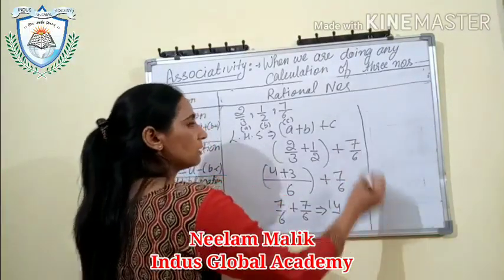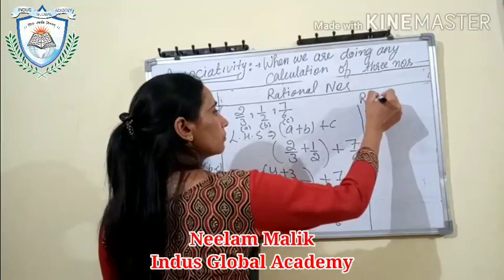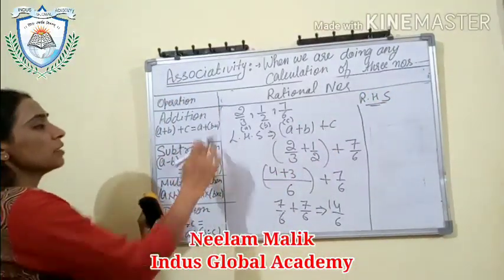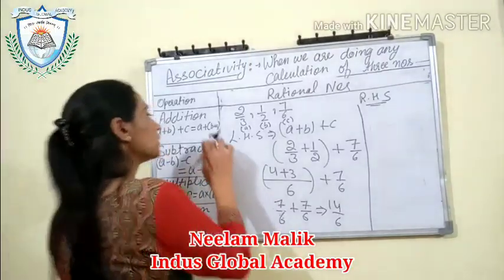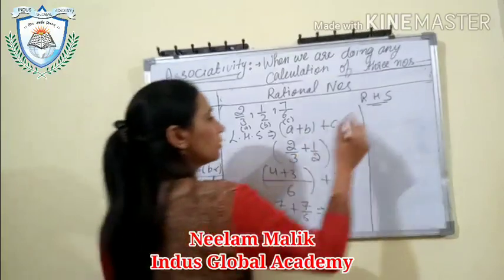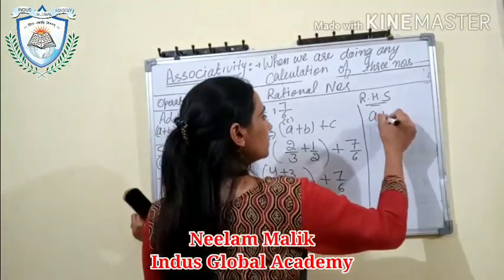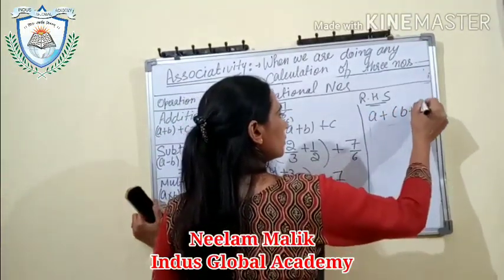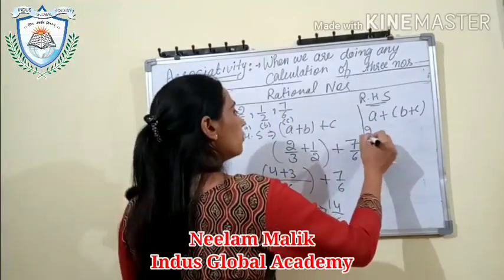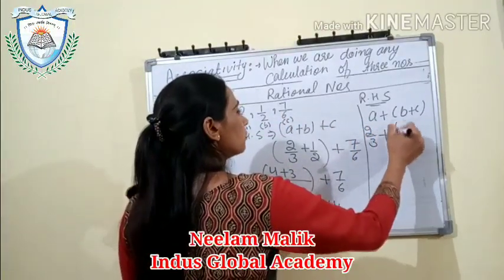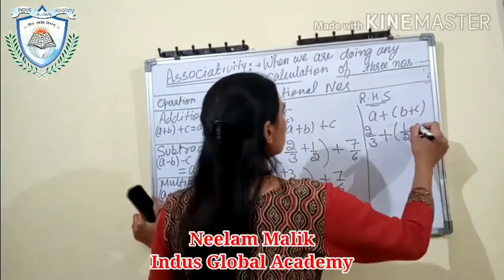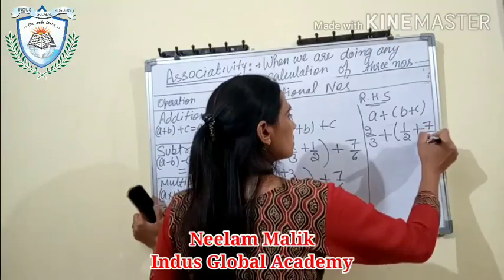Now check the right hand side. For the right hand side we have to take a plus within bracket b plus c. Means first we will add b plus c and then we will add a to that. So a plus b plus c. Now we will add these two first. Okay, so a is 2 upon 3 plus, what is b? b is 1 upon 2. What is that? Plus 7 upon 6.